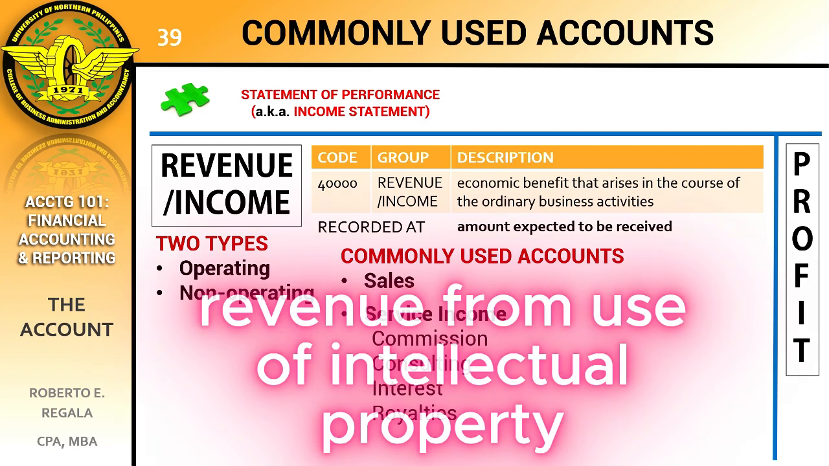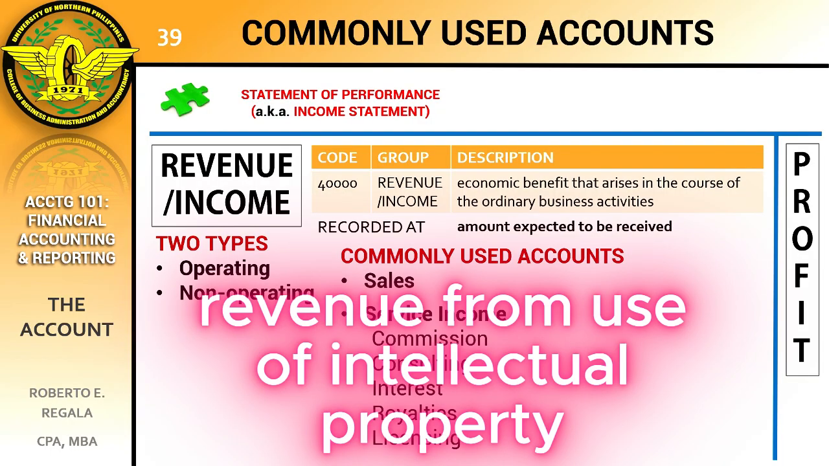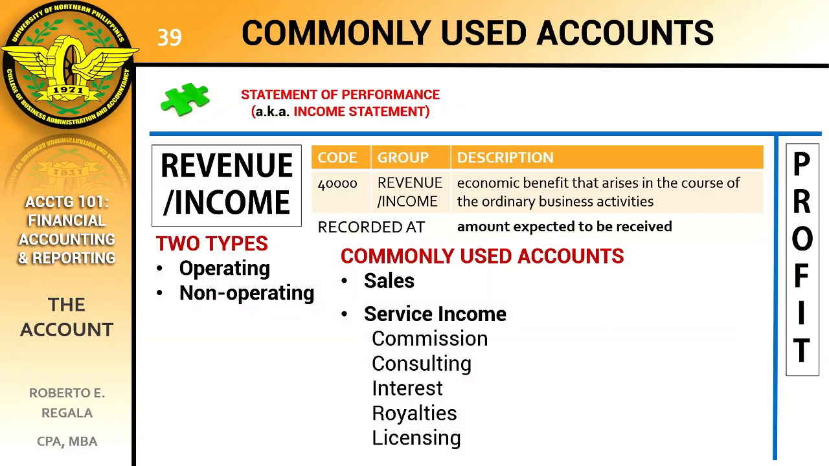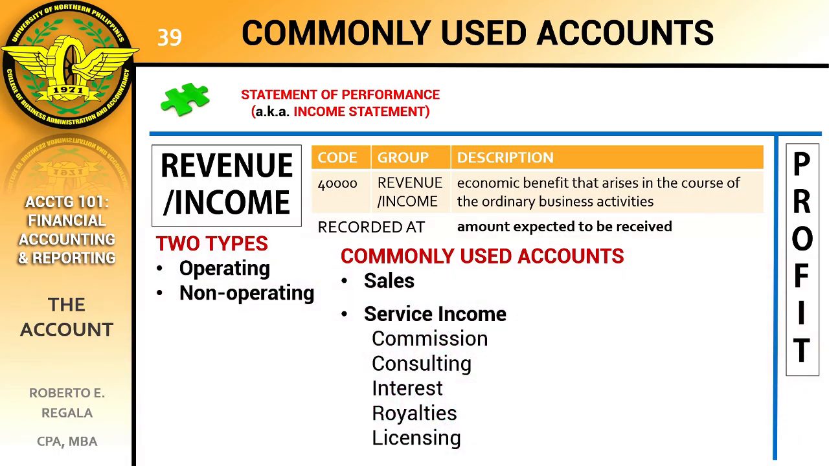Royalties. This is revenue from granting permission to another party to use the company's intellectual property, such as patents, trademarks, copyrights, or natural resources, typically in exchange for ongoing payments based on usage or sales. Licensing fees. This is revenue from allowing others to use intellectual property, such as software, patents, trademarks, or proprietary technology. It is sometimes a non-recurring fee prior to generating royalties.